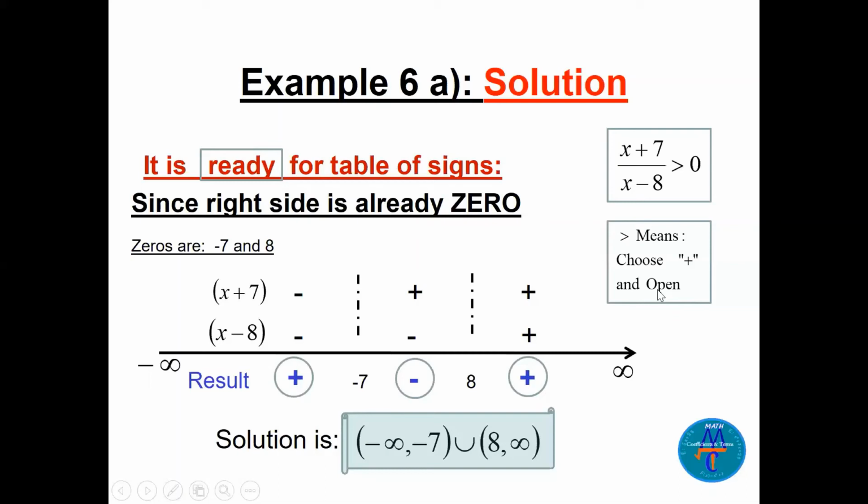I have said before, why is it open? Because this is not equal. See, there is no equal here. We make it just open. So minus infinity to minus 7 union 8 to infinity. That's the easy question because we call it ready.